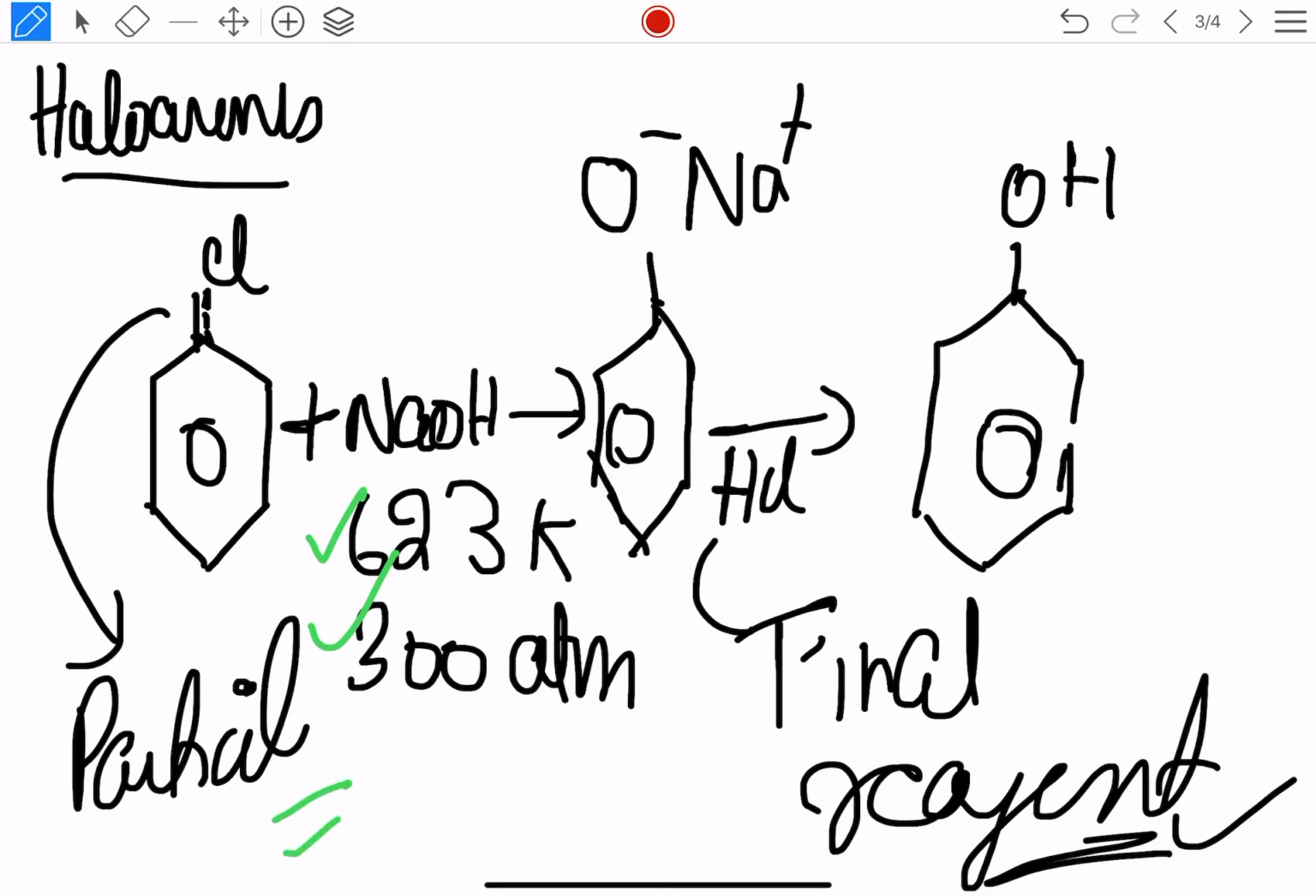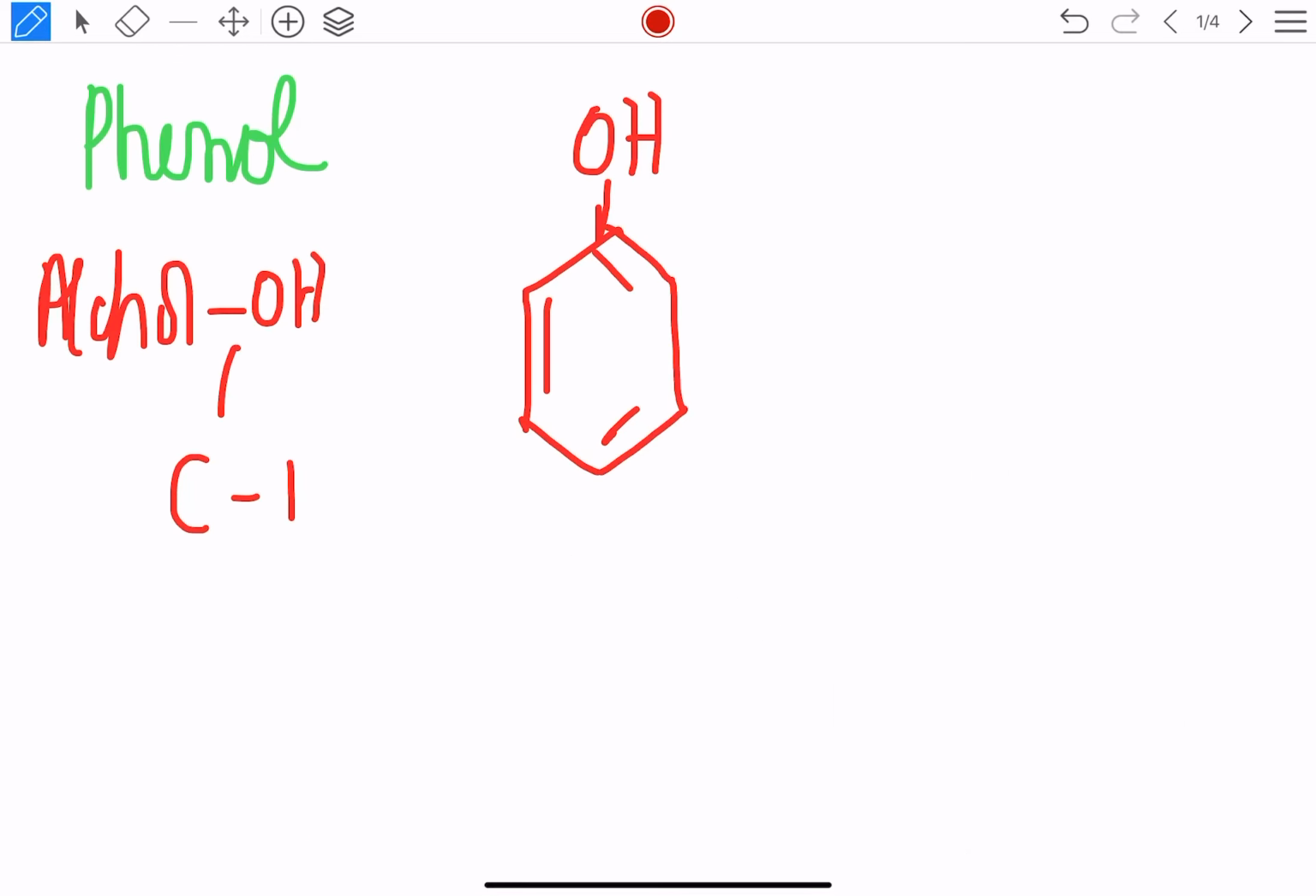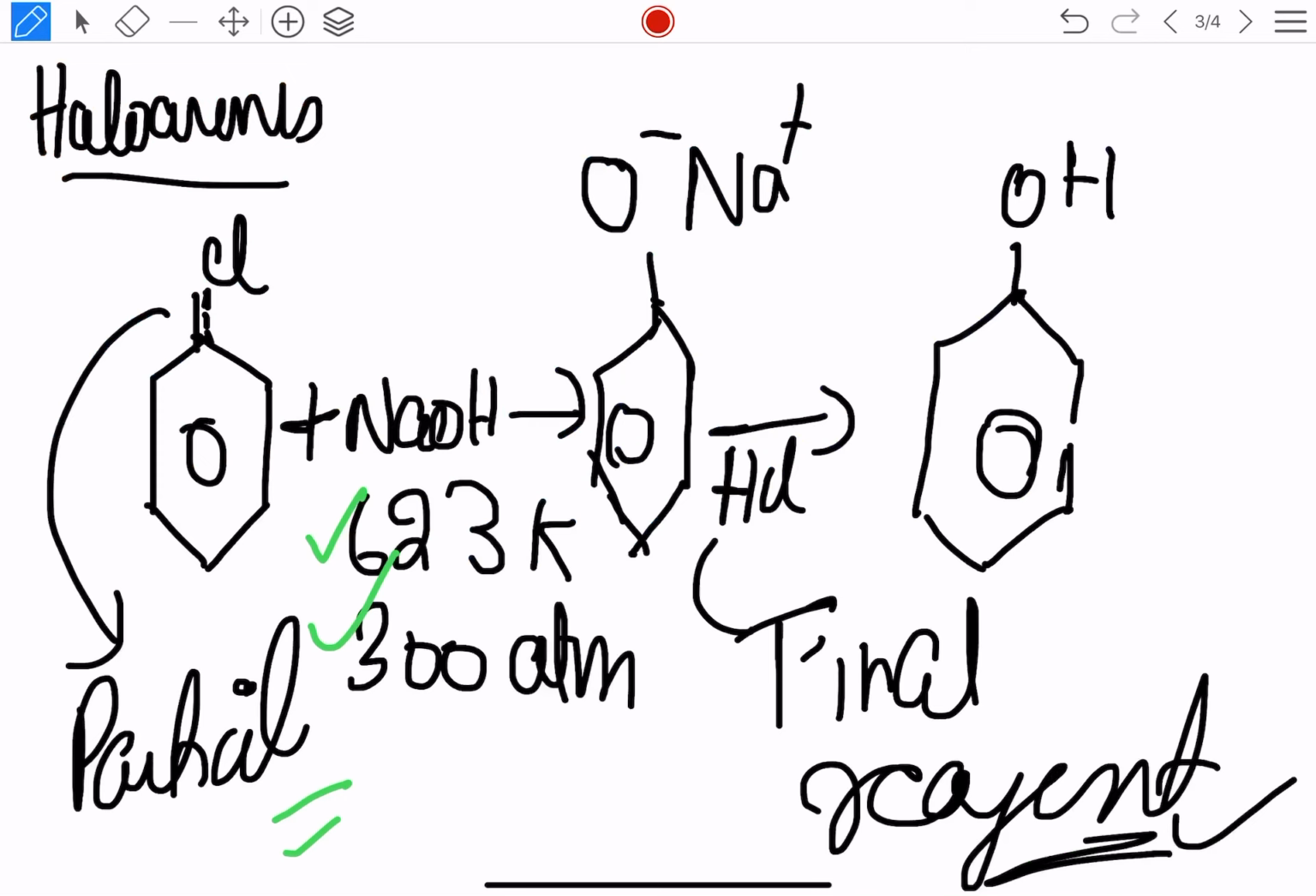Alright, so this was preparation of phenol from diazonium salts and haloarenes. In the next part of this video, we would be taking up the preparation of phenol from benzene sulfonic acid, and along with that we'll take the preparation from a special compound which is cumene, which is also called isopropyl benzene. So that's all for this video.